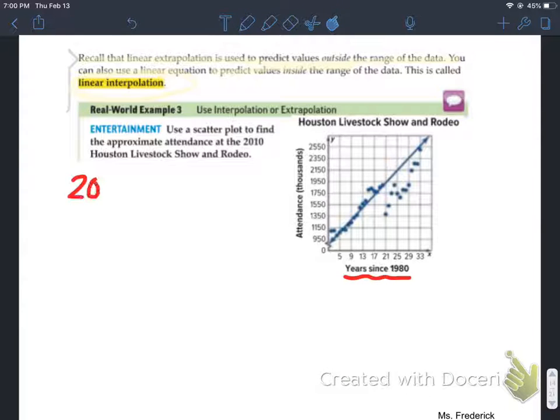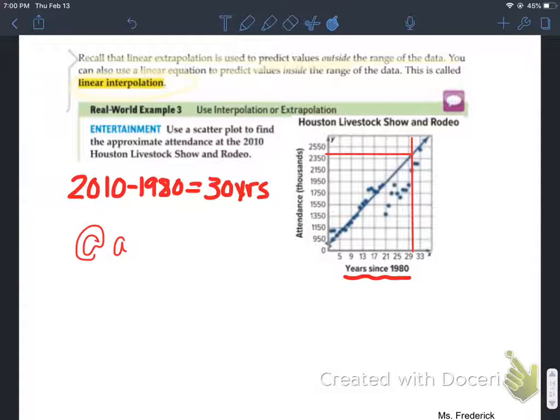The last example we talked about previously, extrapolation, which means we predicted outside of the range of data. Now we're going to talk about interpolation, which means we're going to predict within the data set. So when we do that, it says find the year 2010, and our graph is the years since 1980. So 2010 minus 1980 is 30 years.